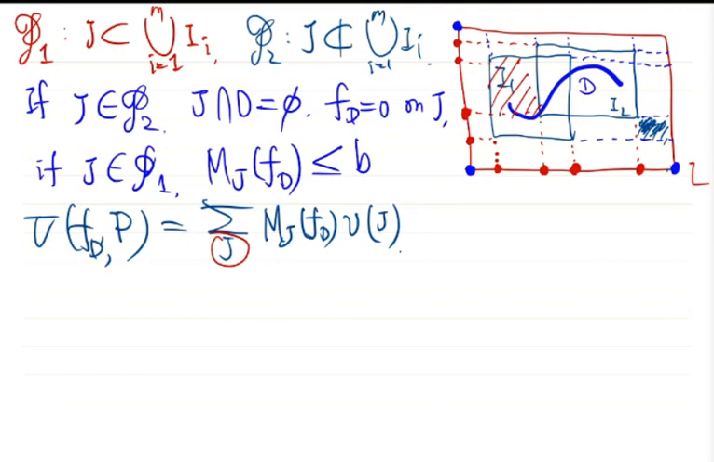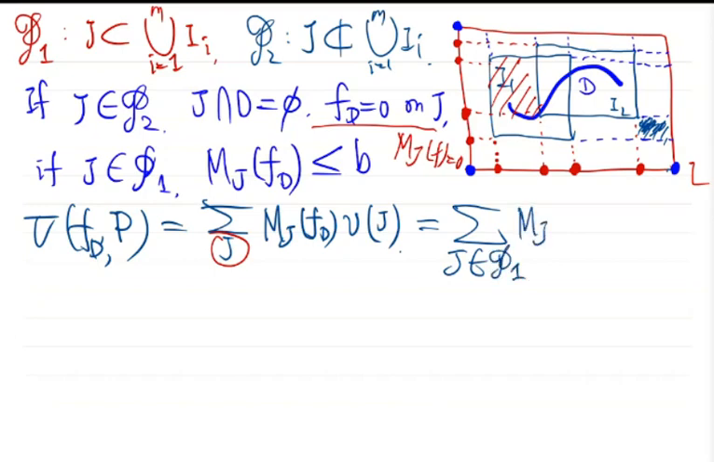For the second class, fD is 0. Therefore, M_j is 0. So in this sum we only have the j from the first class rectangles. But for such a rectangle, all the M_j will not be greater than b. So this will not be greater than b.